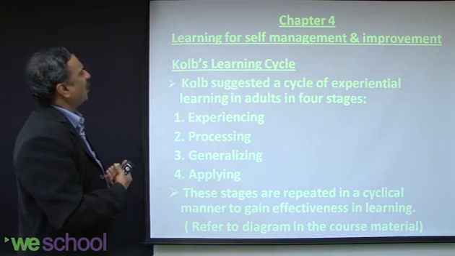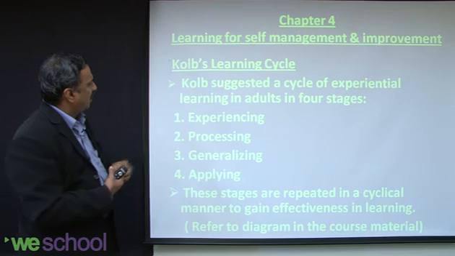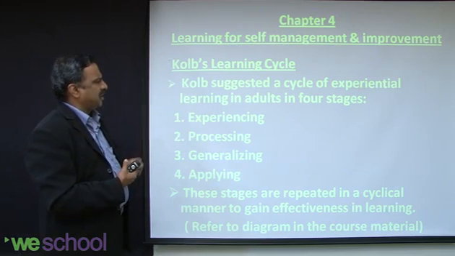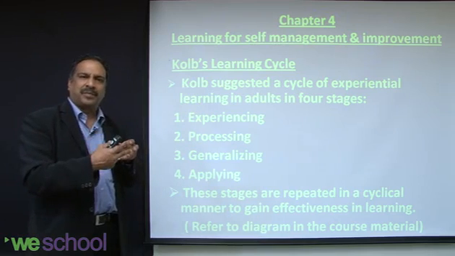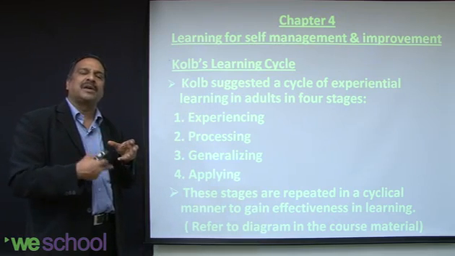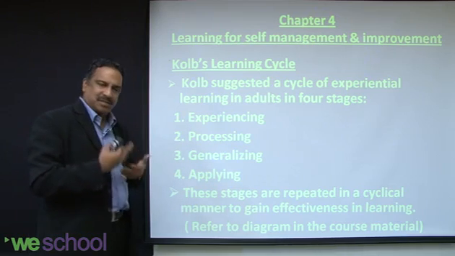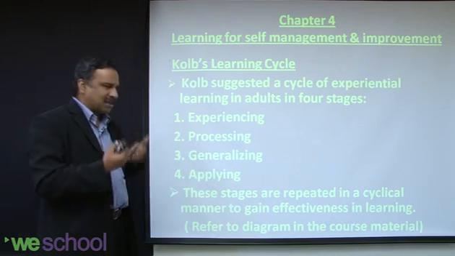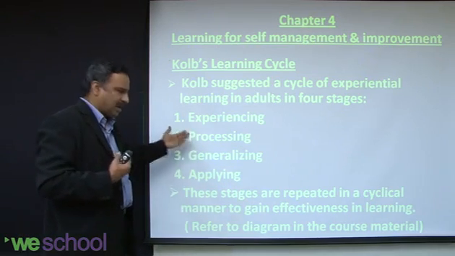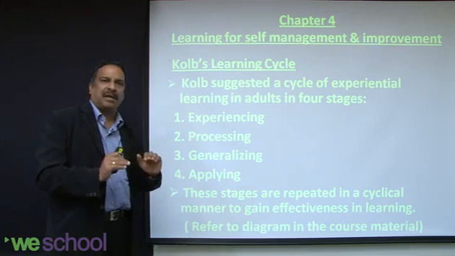Now we come to the very old learning cycle called the Kolb learning cycle. It's there in your book. The Kolb learning cycle suggested a cycle of experiential learning in adults in 4 stages. It's a cycle. You can start from any circle and end up with the last circle. First, I experience. I sit on the cycle and experience cycling. Then this experience gets processed in me, processing. Then it gets generalizing. And then finally, I start applying.